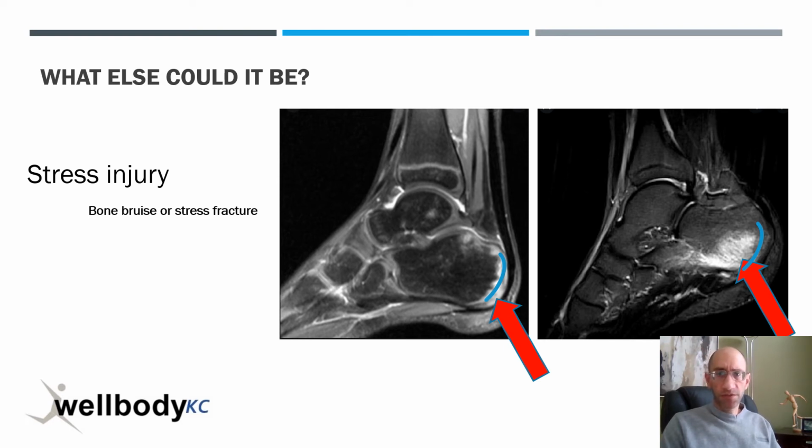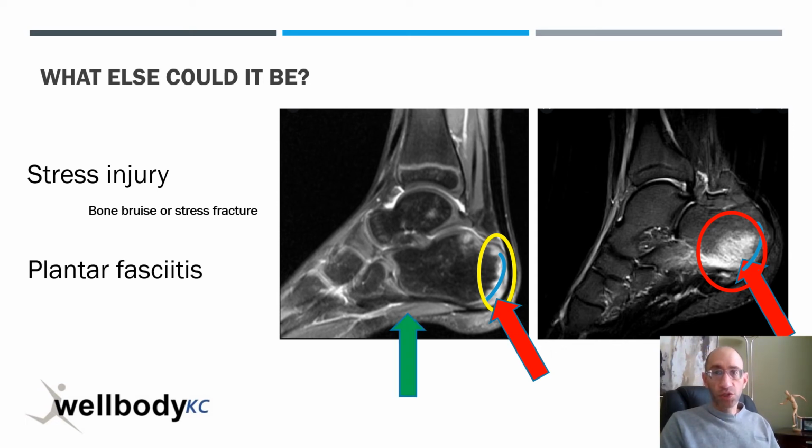Let's look at the differences. On the left image of Sever's, the blue line is where the growth plate is, and most of the inflammation or edema or white area is where the yellow circle is right around the growth plate. On the right image, the white area, the edema, the inflammation, the injury, isn't just around the blue arrow where the growth plate is. It's also within the calcaneus. This is a stress fracture and should be treated differently than Sever's.